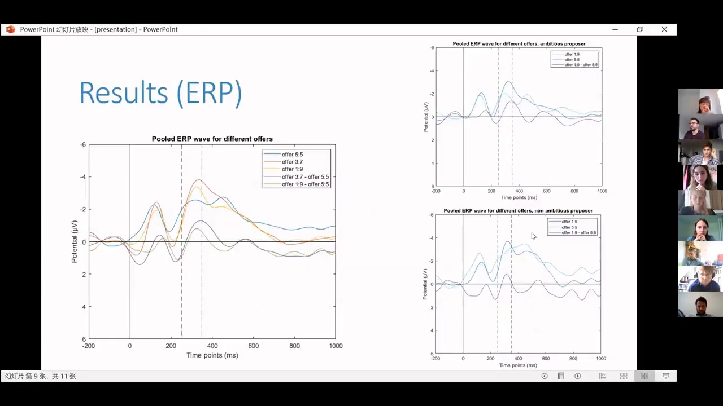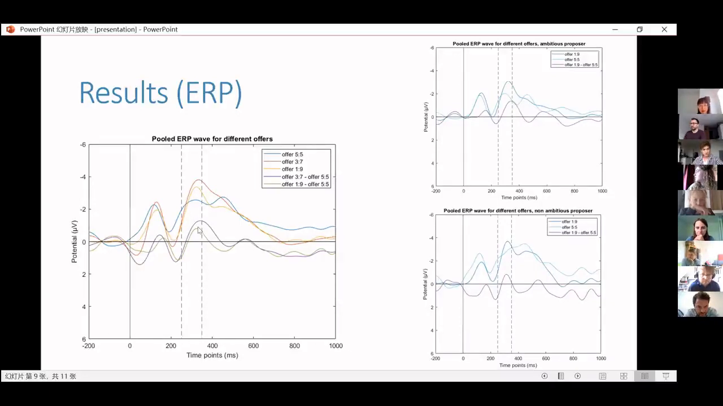In this slide, I have the results from the pooled ERP waves of the different conditions. First, I have the plot for 3 different offers. As you can see, it starts from the stimulus onset and has a 200 millisecond baseline. We can see that the difference wave between the fair offer and the unfair offer peaks at around 340 milliseconds, around here, and it goes negatively, suggesting a more negatively going deflection for unfair offers.